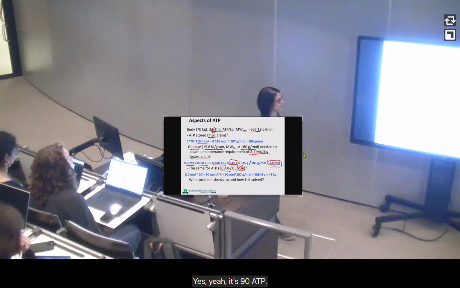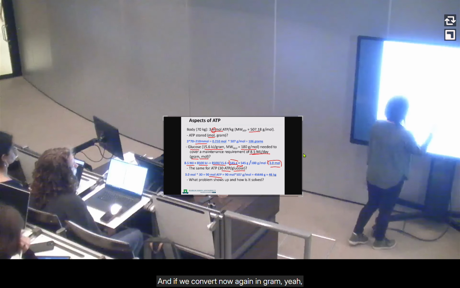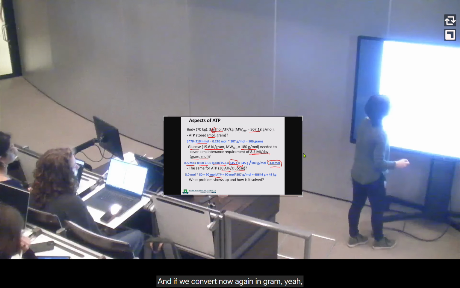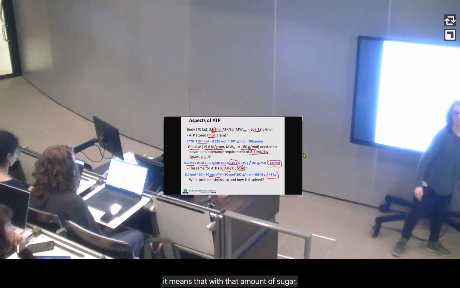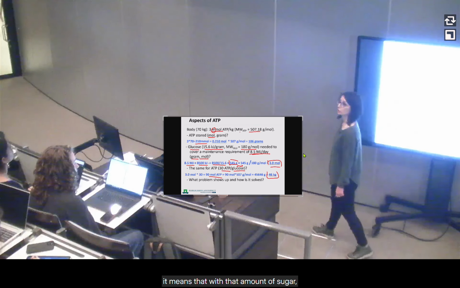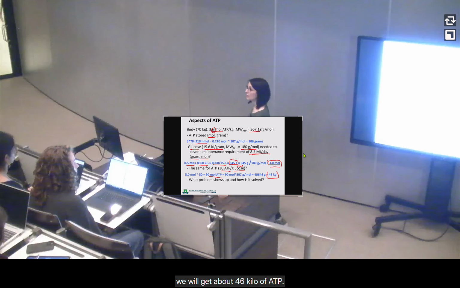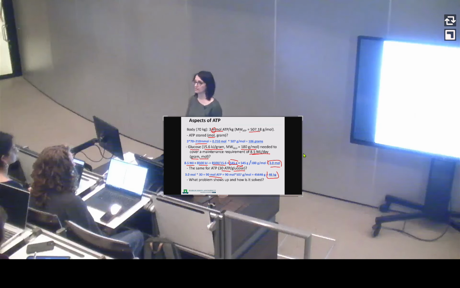Yes, yeah, it's 90 ATP. And if we convert now again in gram, it means that with that amount of sugar, we will get about 46 kilo of ATP.